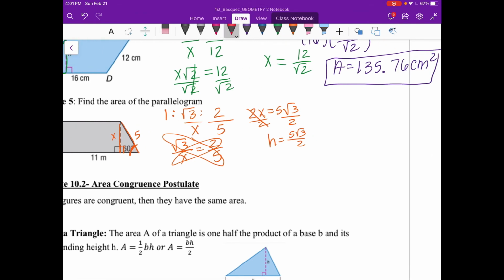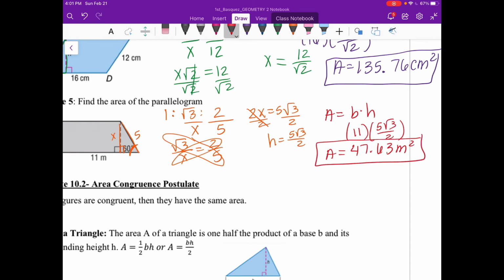So to find the area, I'm going to be using my calculator here. Remember, it's base times height. My base is 11. My height is 5 square root of 3 over 2. Please be careful using that. Put it on your calculator. Make sure you're using the parentheses needed. But you should get 47.63 meters squared. Remember, the units are being squared for these. Okay?